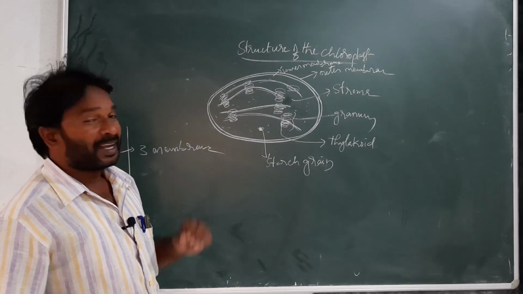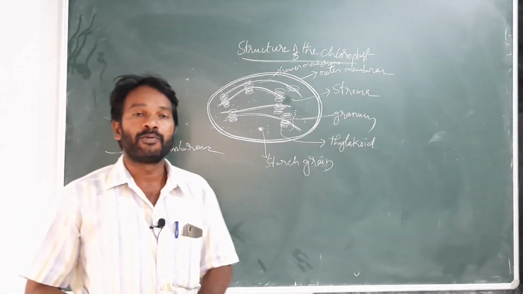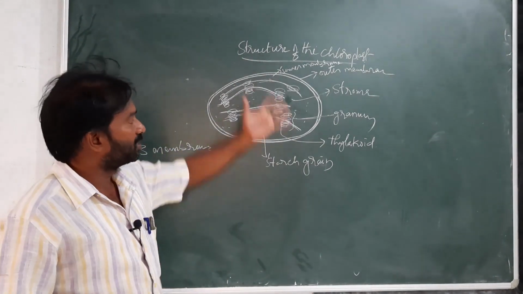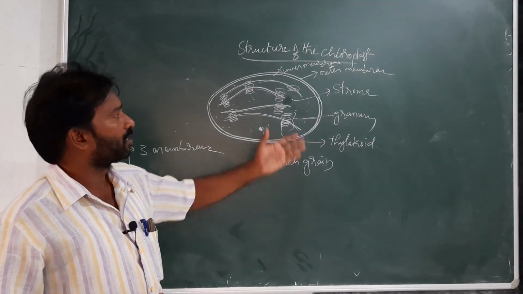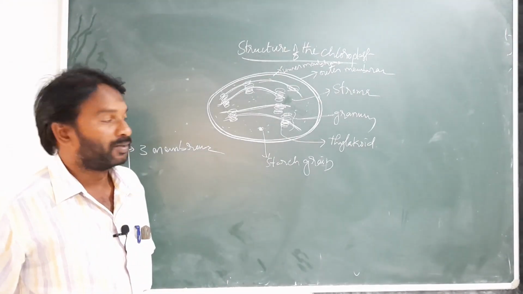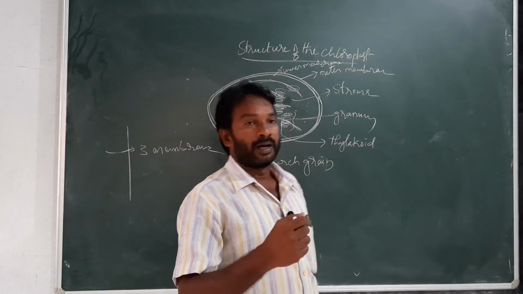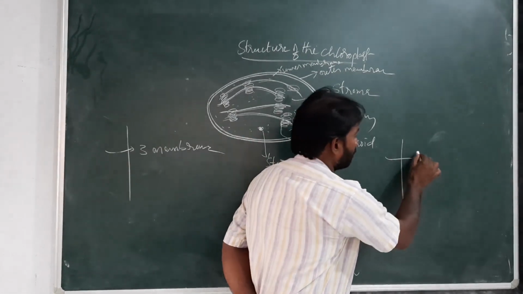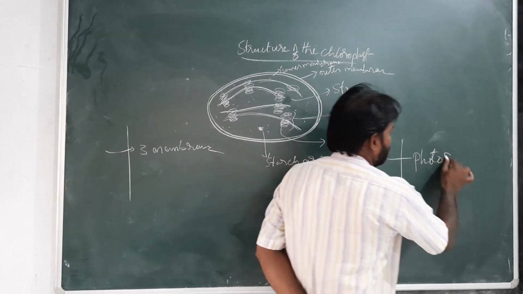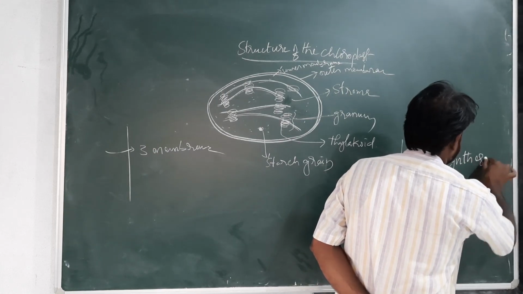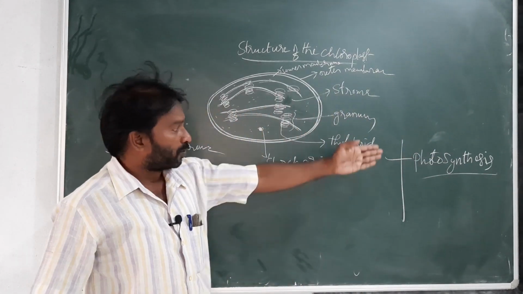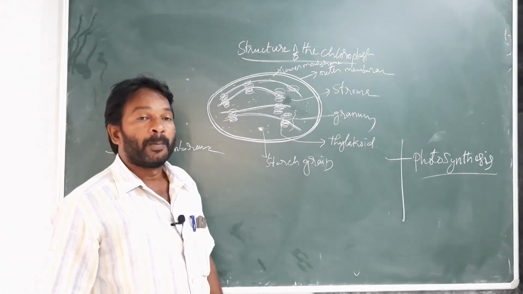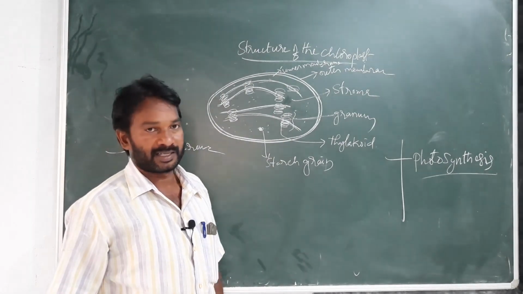What are we discussing? The organelles present in the cell and their functioning. This is the structure. What is the functioning of the chloroplast? Its function is photosynthesis. In the process of photosynthesis, food materials are prepared in the chloroplast.